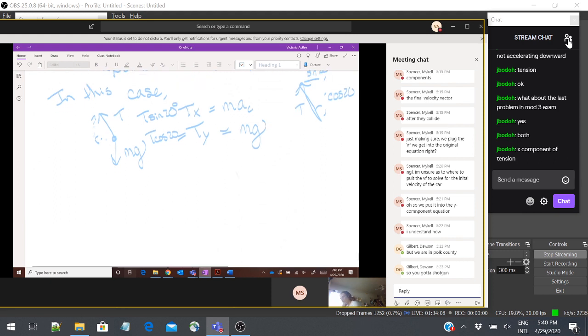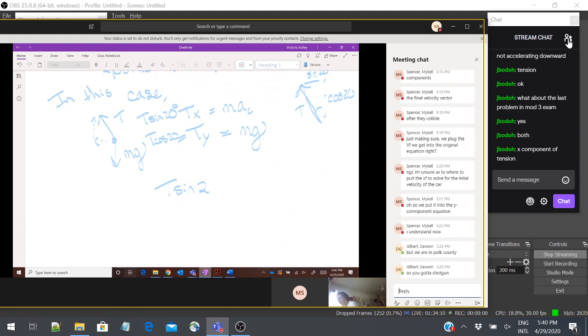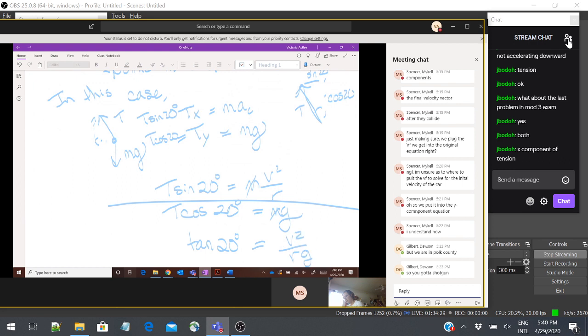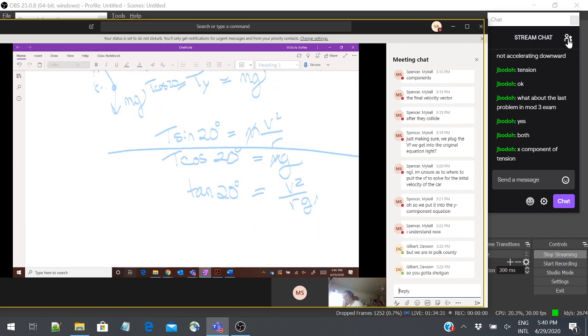So we know T sine 20 is the mass times our centripetal acceleration, which is v squared over r. T cosine 20 is mg. And then you solve the system of equations. I just divide, and I get tangent 20 equals v squared over rg. And then you end up with v is the square root of r g tan theta.